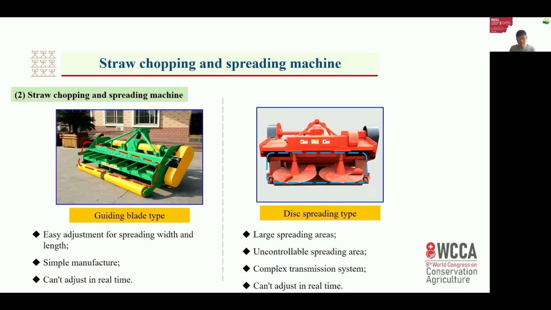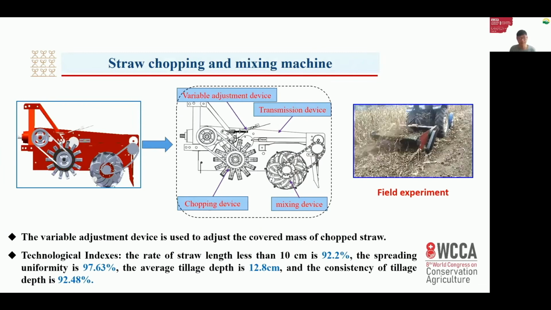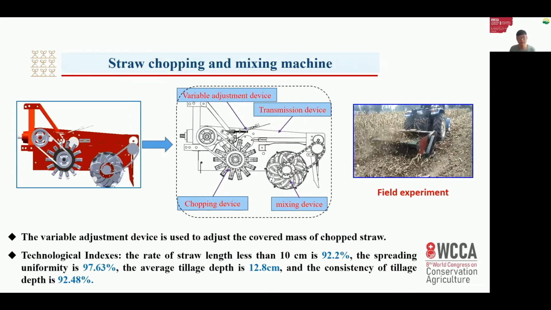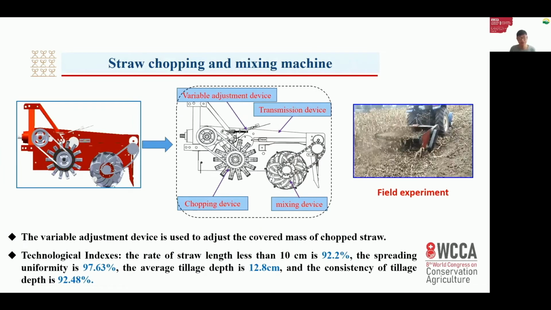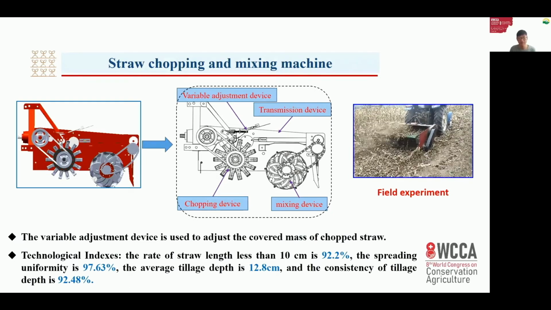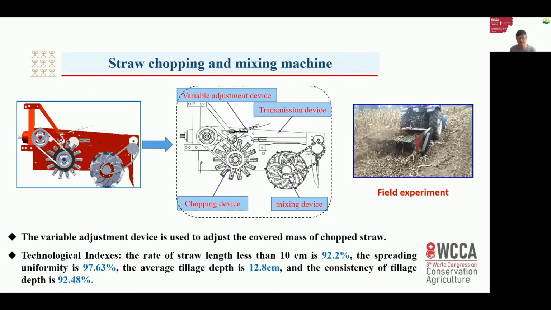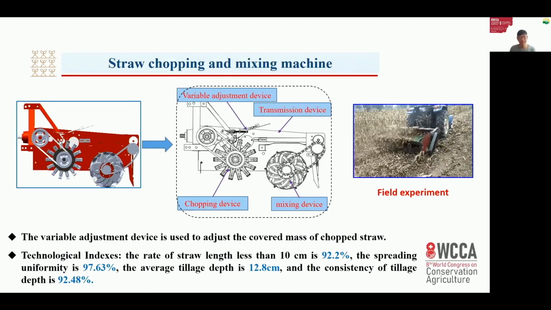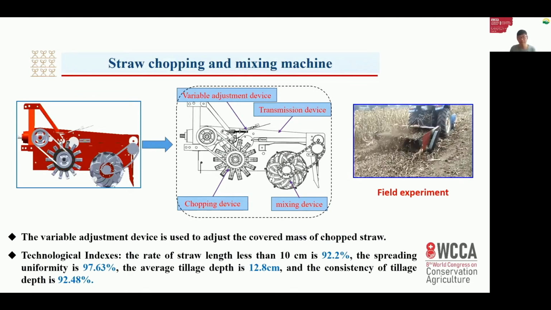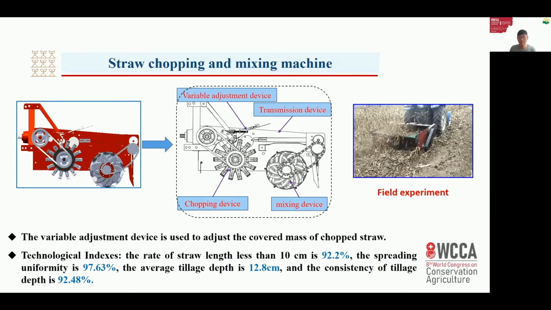The two spreading devices cannot be adjusted in real time. The straw chopping and mixing machine mainly includes chopping devices, variable adjustment devices, transmission devices, and mixing devices to adjust the cover mass of the straw in the field and mix the chopped straw with the soil.